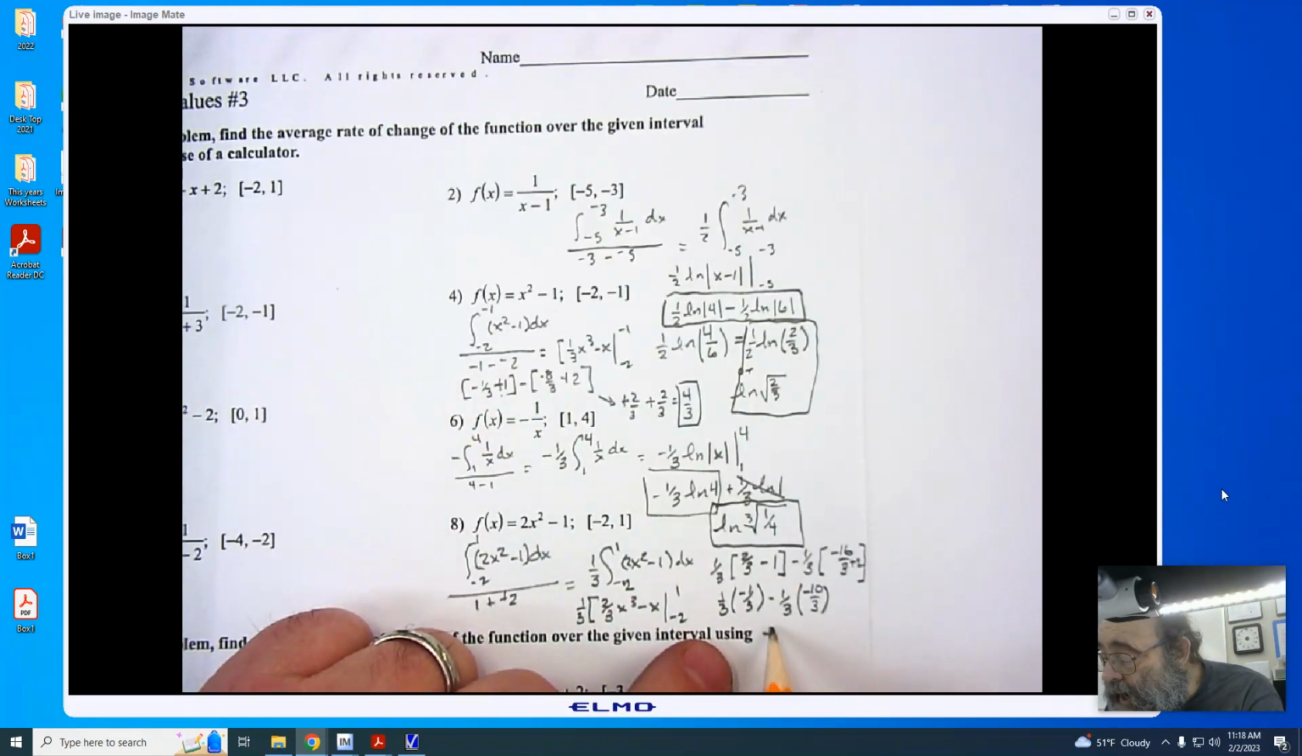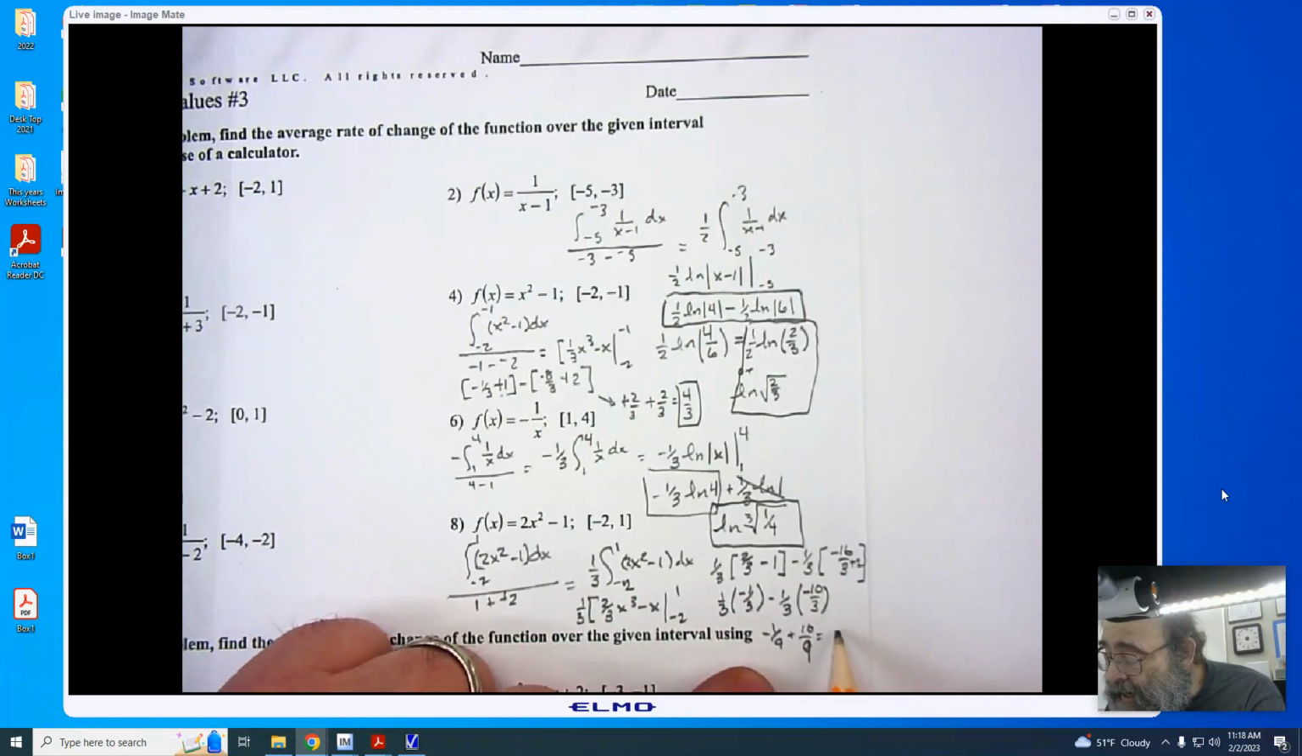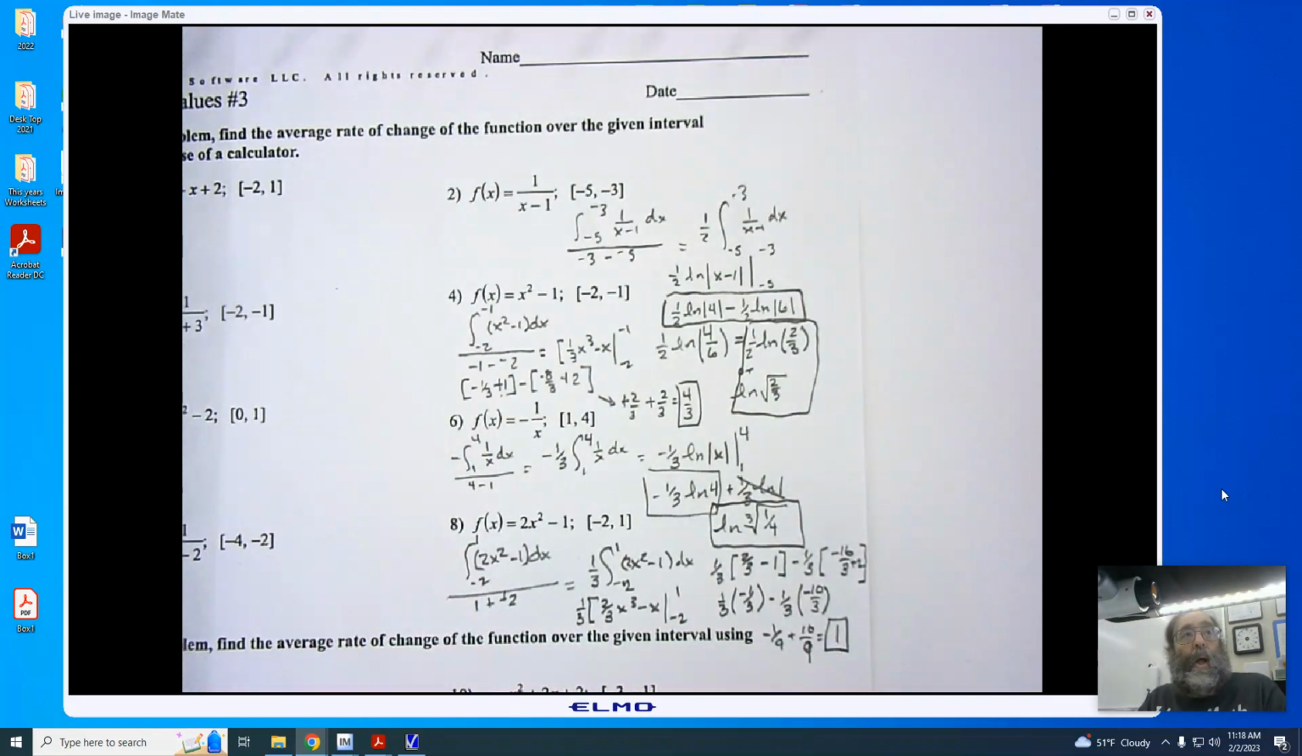This is going to give me 1/9, negative 1/9. Double negative makes a positive 10/3. 10/9, and when I add, I get 9/9 for 1. So my answer is 1.